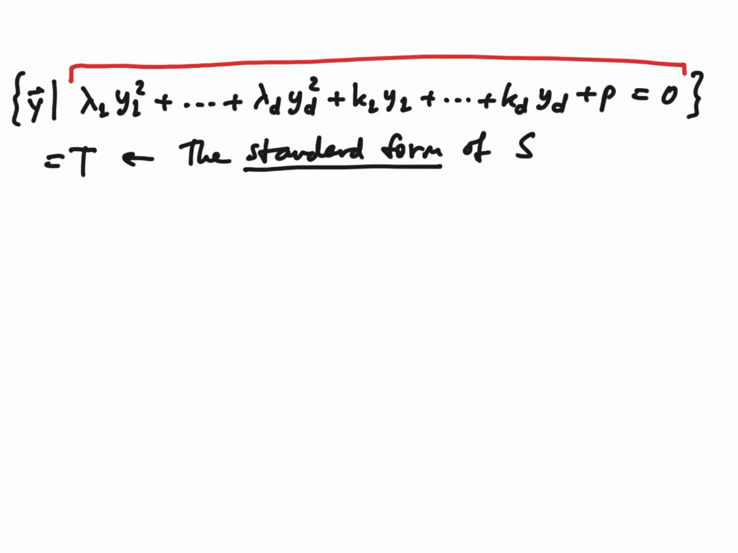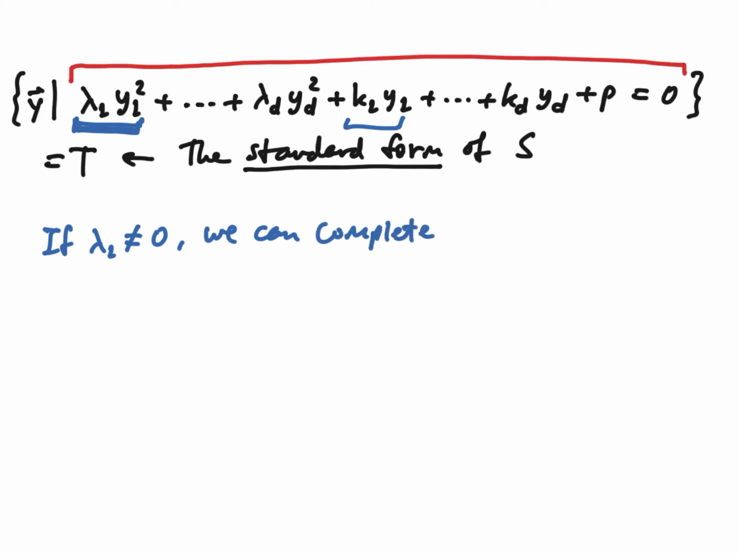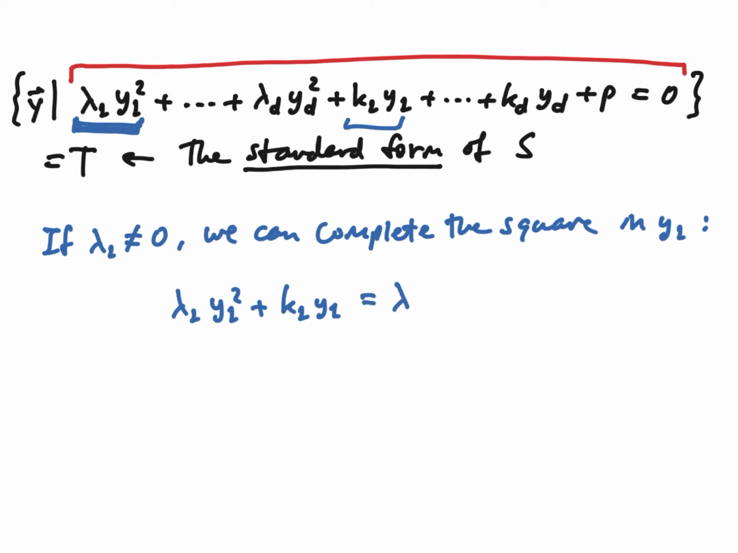No cross terms. Now there's one more step we can do to make the equation simpler. You see, y1 appears twice in this equation, once quadratically and once linearly. And if lambda 1 happens to be non-zero, so that that quadratic term is genuinely present, then we can complete the square in y1. We can basically take lambda 1 y1 squared plus k1 y1 and factor out lambda 1, and that's acceptable because we know that lambda 1 is not 0, so it's okay to divide by it.